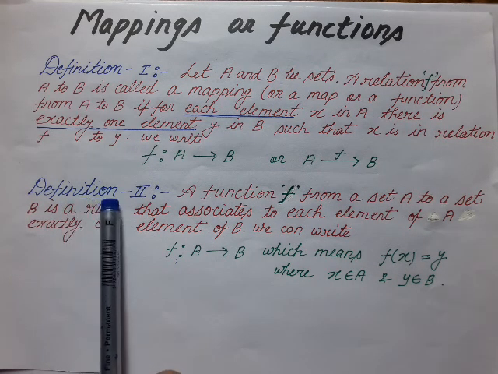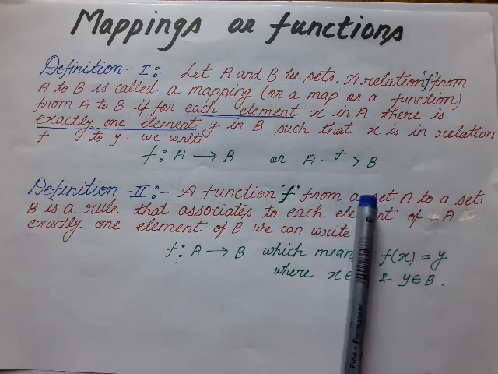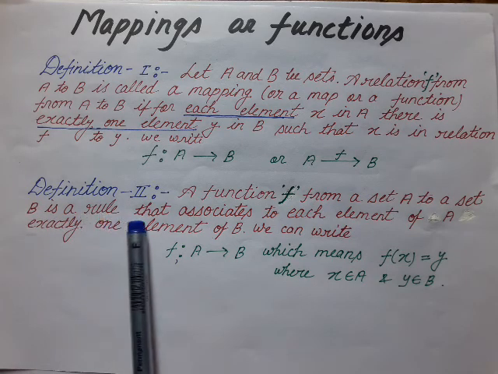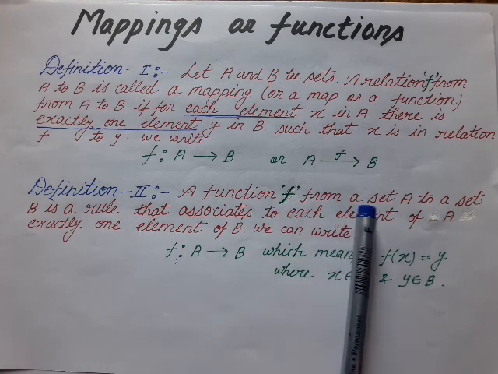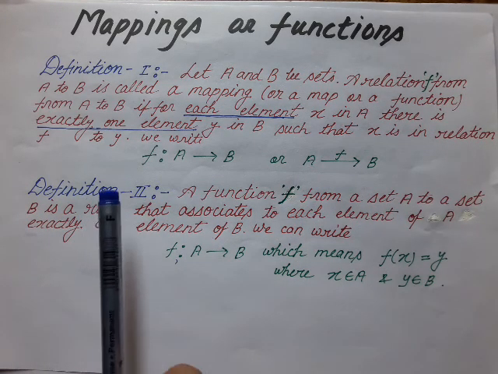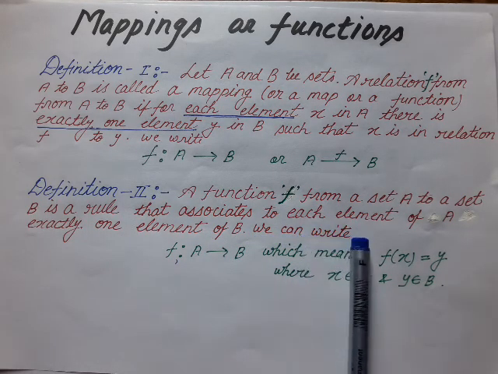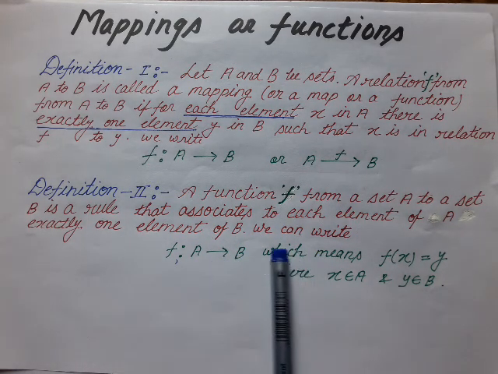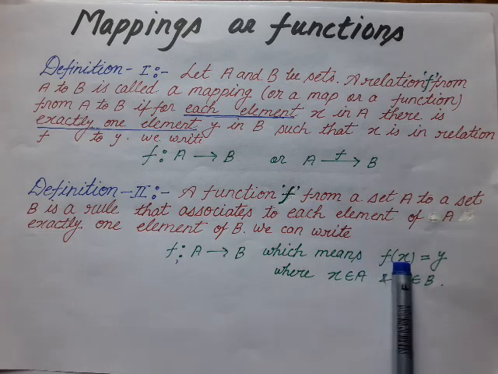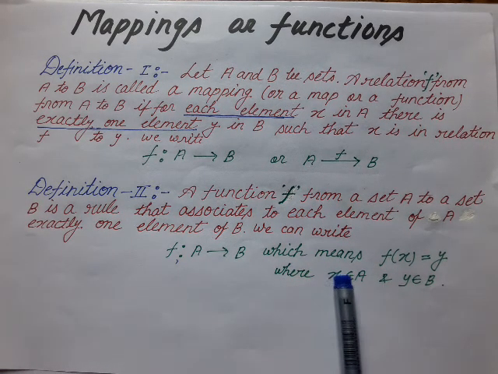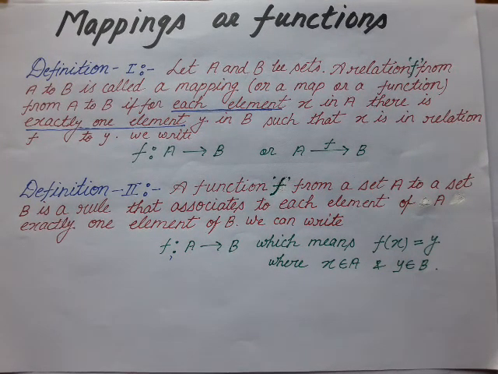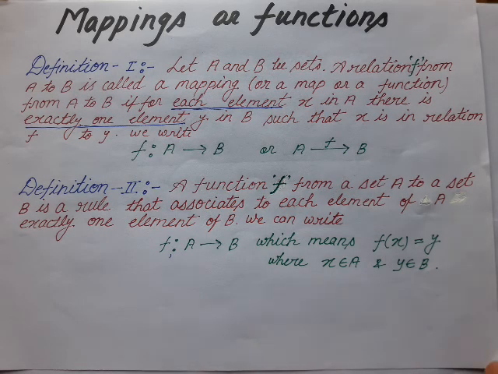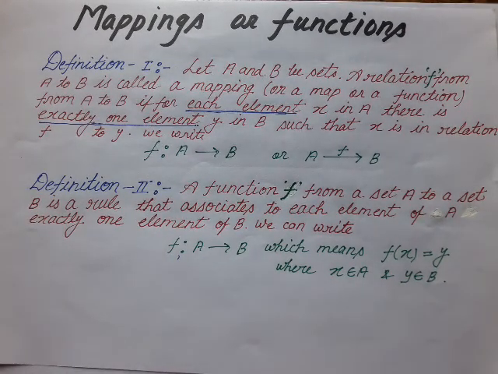And the second definition tells us that a function f from a set A to a set B is a rule that associates to every element of A exactly one element of B, and this can be written as this, and that means f(x) equals y where x belongs to A and y belongs to B. Now from this some important things come out.